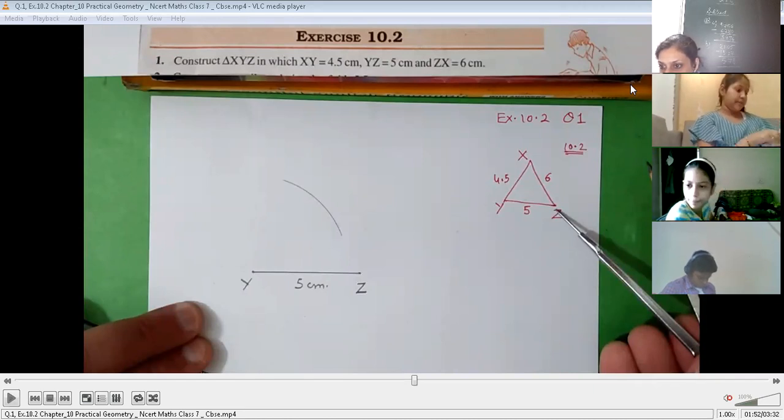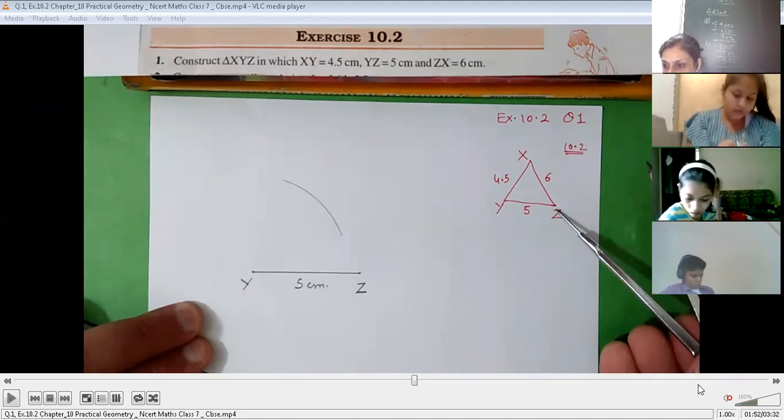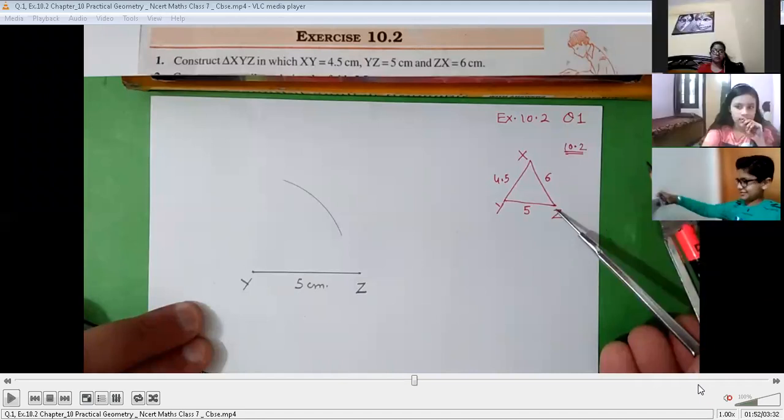Sejal, you are not drawing the diagram. Get ready with your things, beta. Utkarsh, Mahi, Parth.